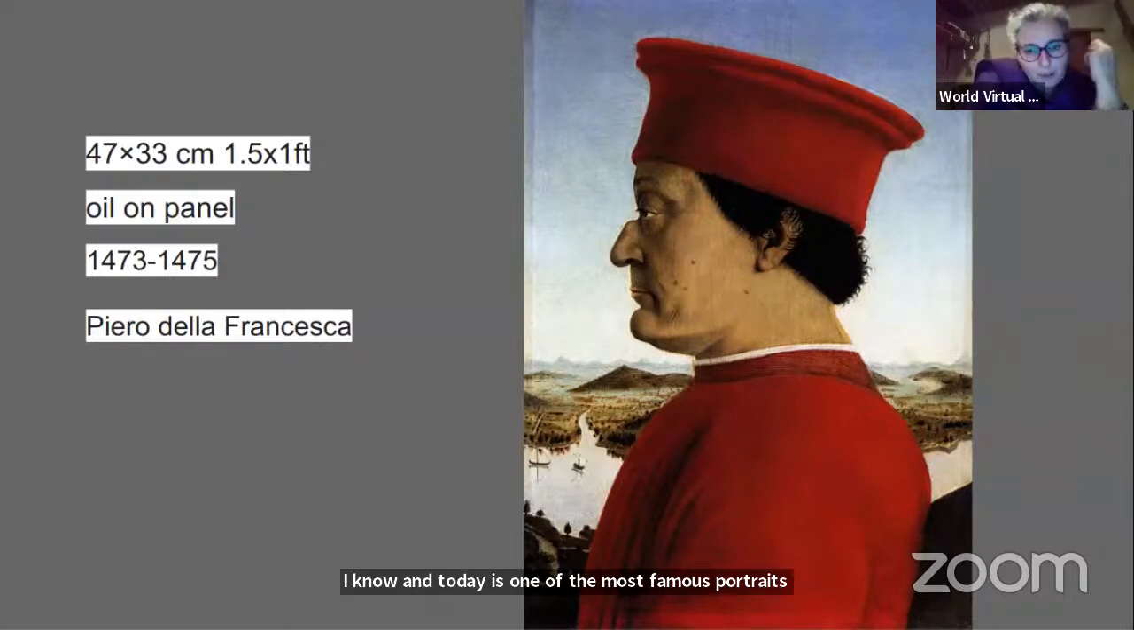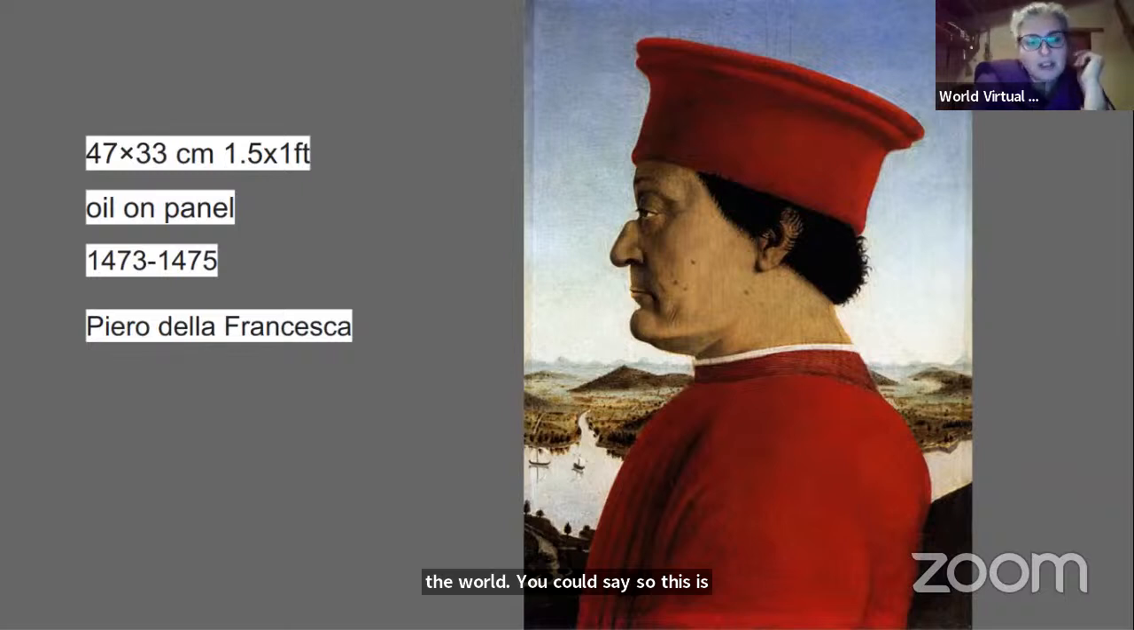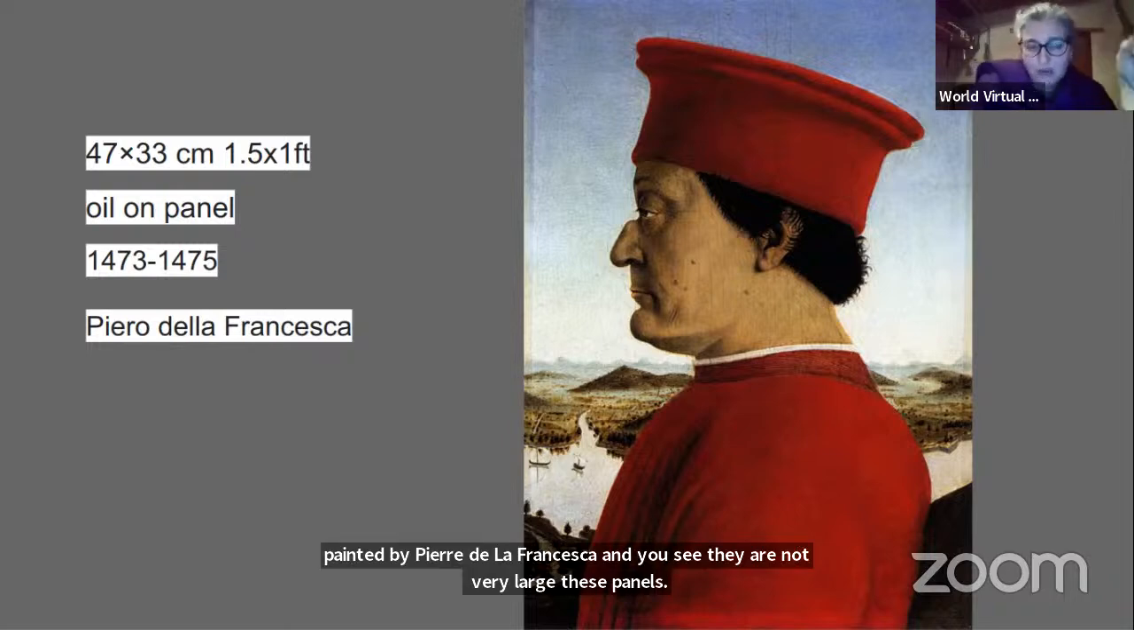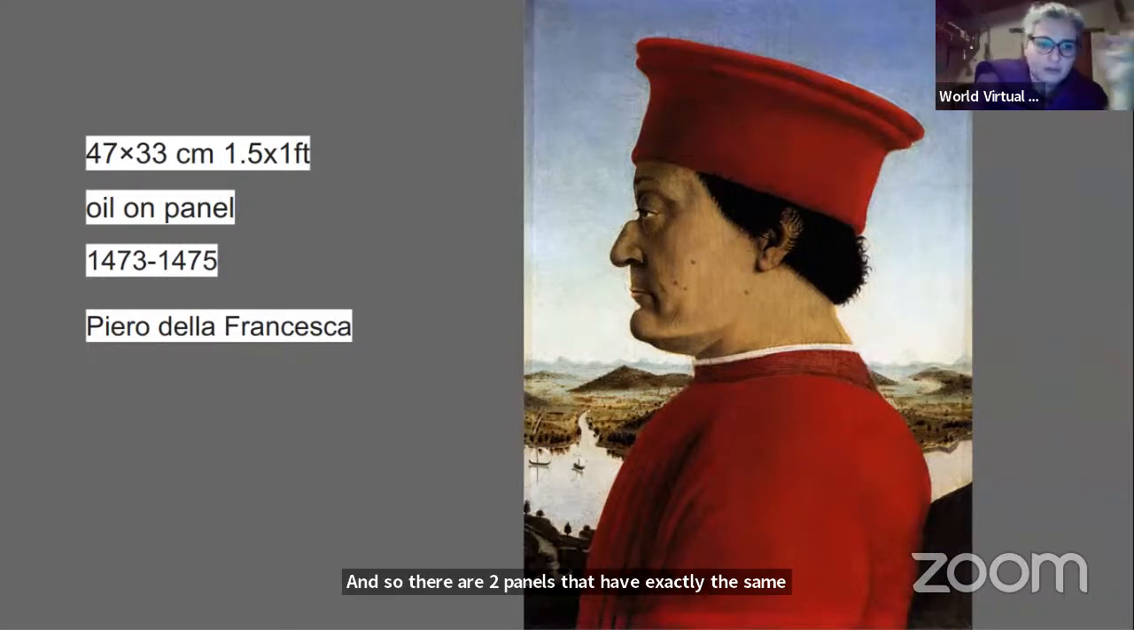So this is painted in oil on panel. It's painted by Piero della Francesca, and you see they are not very large, these panels. There are two panels, and they are exactly the same measure. One panel is 1.5 by 1 foot, so 47 by 33 centimeters.